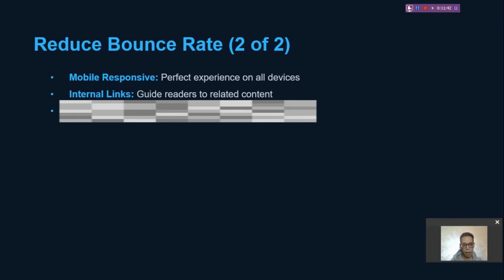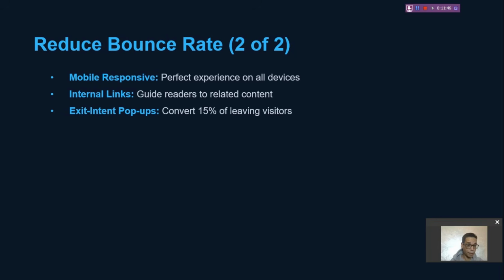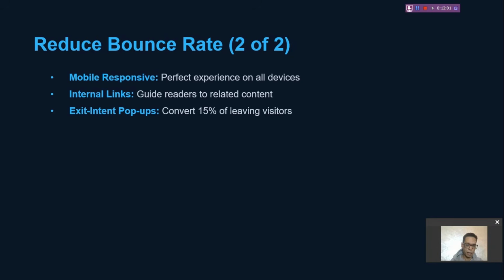Another trick that people use in e-commerce is pop-ups, like exit intent pop-ups that convert 15% of leaving visitors. When someone wants to leave your website, you can, for example, get them to stay by offering a discount code or free guide or something else, so they can stay on your website to get a benefit in terms of a coupon or free guide or something like that.